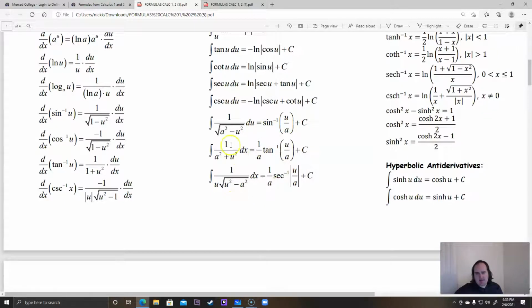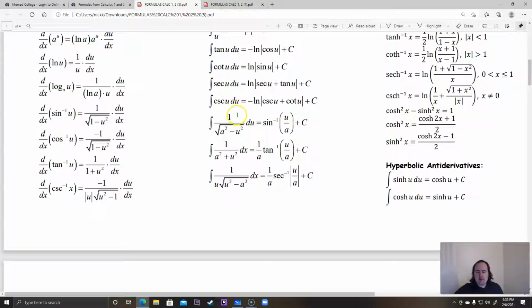So what we've got is the integral of 1 over the square root of a squared minus u squared du, the integral of 1 over a squared plus u squared du, and the integral of 1 over u times the square root of u squared minus a squared du. I don't know why it says dx there. It's supposed to say du.